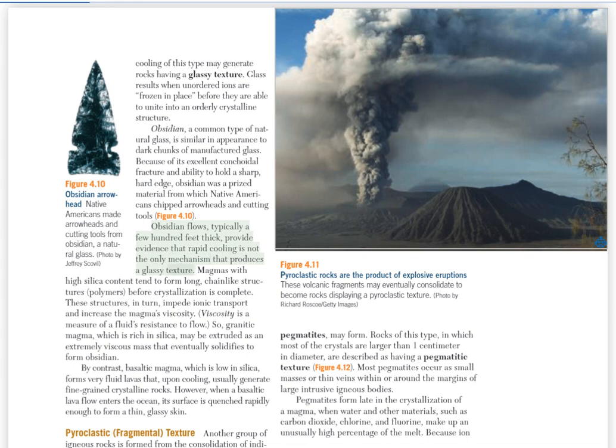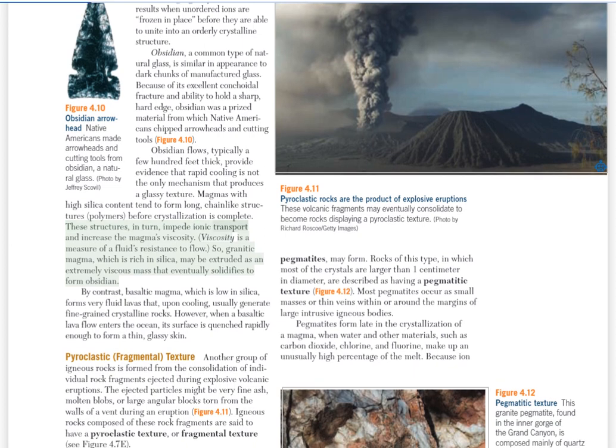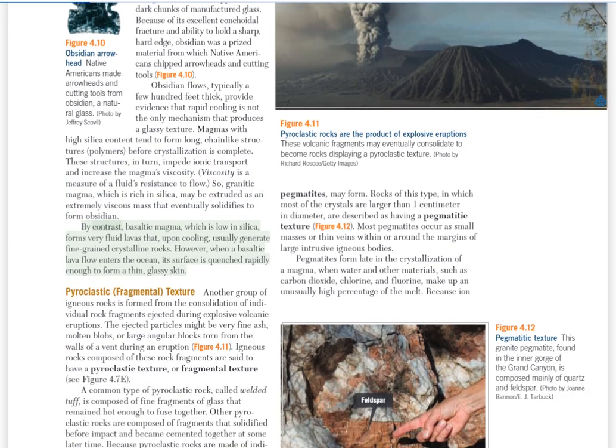Magmas with high silica content tend to form long, chain-like structures before crystallization is complete. These structures, in turn, impede ionic transport and increase the magma's viscosity. So, granitic magma, which is rich in silica, may be extruded as an extremely viscous mass that eventually solidifies to form obsidian. By contrast, basaltic magma, which is low in silica, forms very fluid lavas that, upon cooling, usually generate fine-grained crystalline rocks. However, when a basaltic lava flow enters the ocean, its surface is quenched rapidly enough to form a thin, glassy skin.